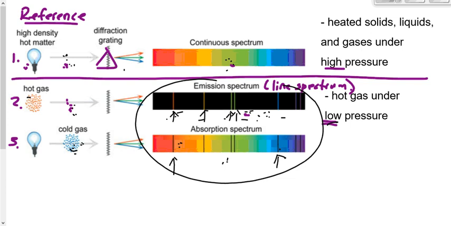So hot solid, hot liquid, hot gas under high pressure. Here's the way you remember the difference between the high and low pressure. Hot solid, hot liquid, hot gas. What's the common letter here? H, high pressure, right? Hot liquid, hot solid, hot gas under high pressure produces a continuous spectrum. But if we have a hot gas under low pressure, it's going to produce a line emission spectrum because of specific electron transitions. The same gas, cold, will produce an absorption spectrum because it absorbs certain photons.